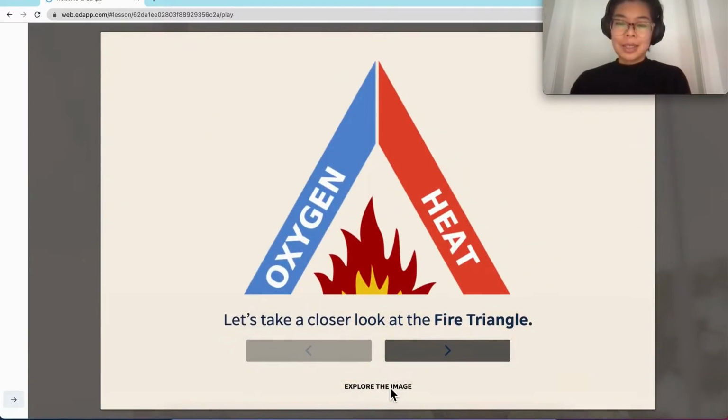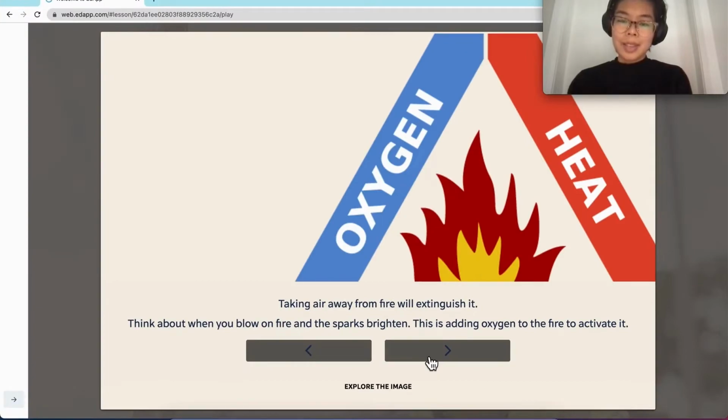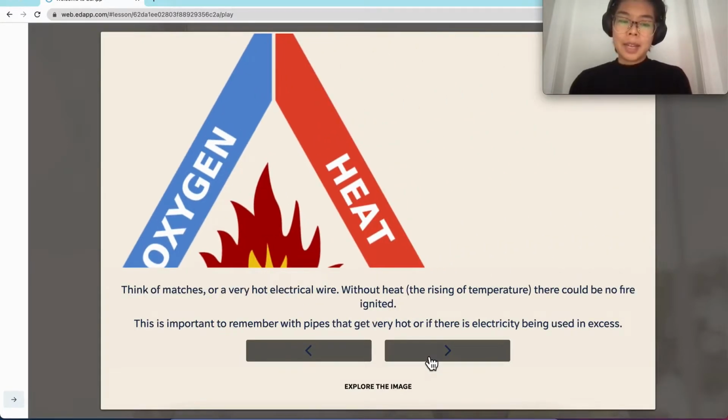So if we take a closer look at the fire triangle, we'll see that taking air away from fire will extinguish it. Think about how when you blow on a fire, the sparks brighten. This is adding oxygen to fire to activate it. Next, we have heat. If you think of matches or a very hot electrical wire, without heat, there would be no fire ignited. This is important to remember with hot pipes, as they can get very hot, or if electricity is being used in excess.